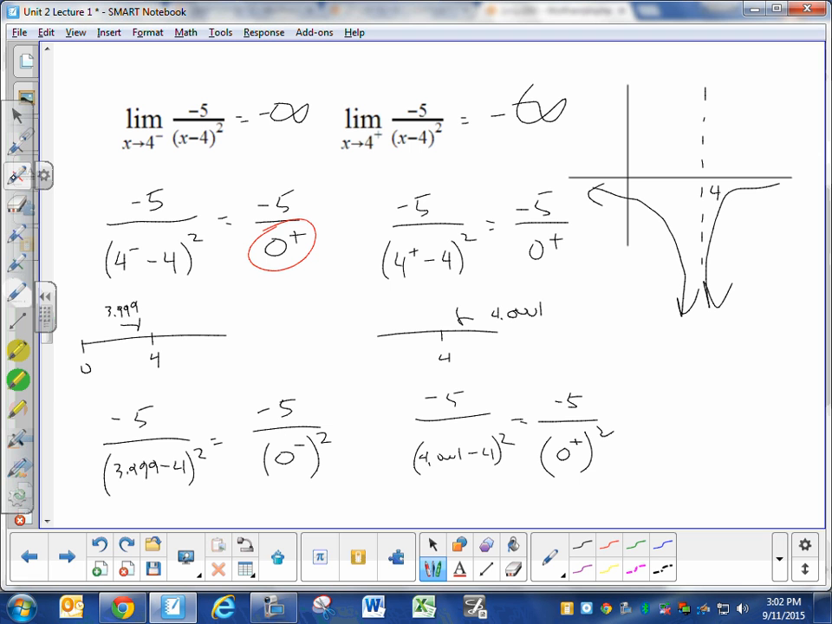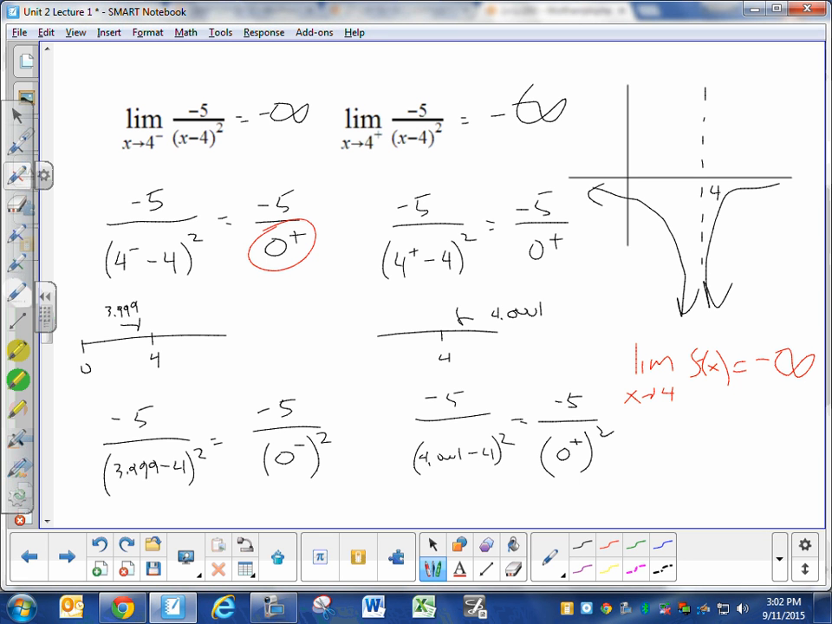What's really interesting about this is that, even though last unit I told you not to worry about it, it's just not going to exist, now we can say that the limit of this function at 4 in general approaches negative infinity, because the left-hand limit equals negative infinity and the right-hand limit equals negative infinity.